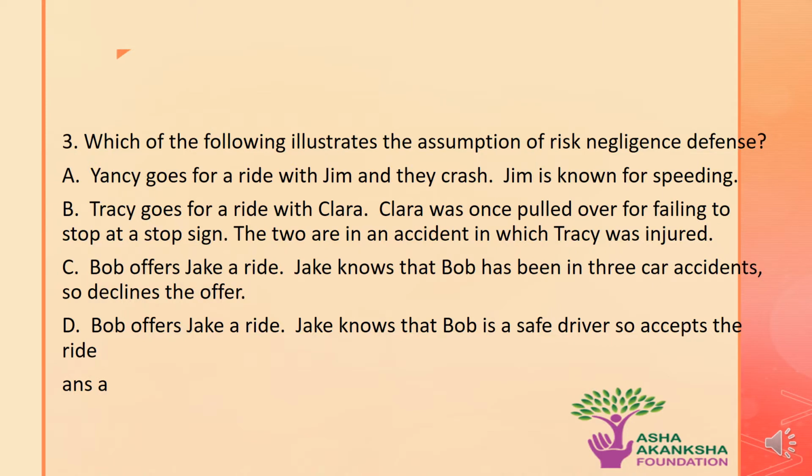The next question is, which of the following illustrates the assumption of risk negligence defense? Options are A. Yancy goes for a ride with Jim and they crash. Jim is known for speeding. B. Tracy goes for a ride with Clara. Clara was once pulled over for failing to stop at a stop sign. The two are in an accident in which Tracy was injured. C. Bob offers Jake a ride. Jake knows that Bob has been in 3 car accidents, so he declines the offer. Or D. Bob offers Jake a ride. Jake knows that Bob is a safe driver, so he accepts the ride.